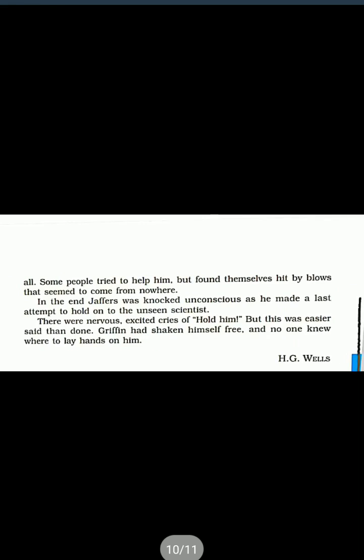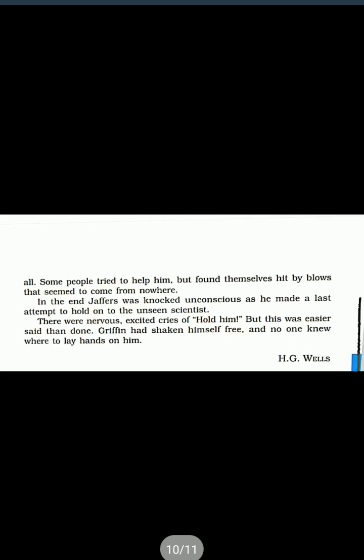Some people who tried to hold him were hit by the unseen blows that came from nowhere. In the end, Jeffers, means that constable, was knocked unconscious. Nervous and excited people were crying, "Hold him!" Griffin was invisible and free now. No one knew where to lay hands on him.